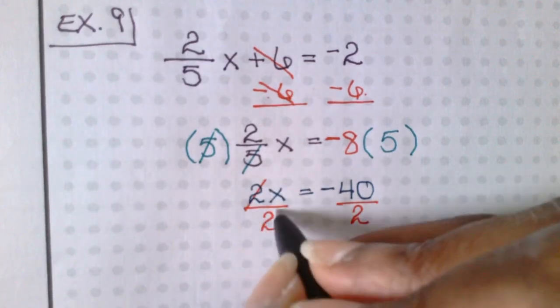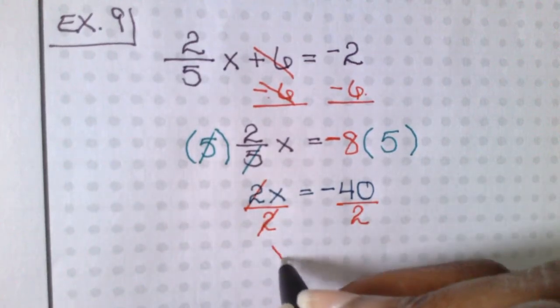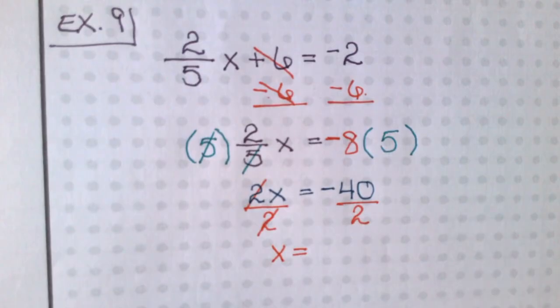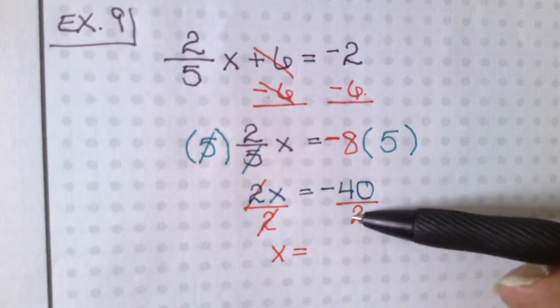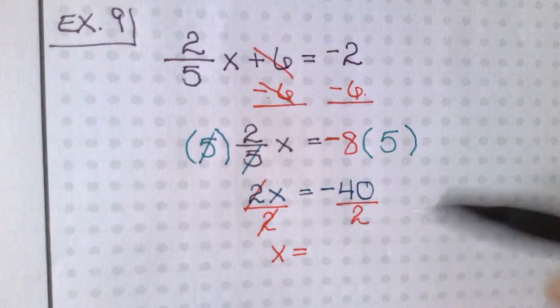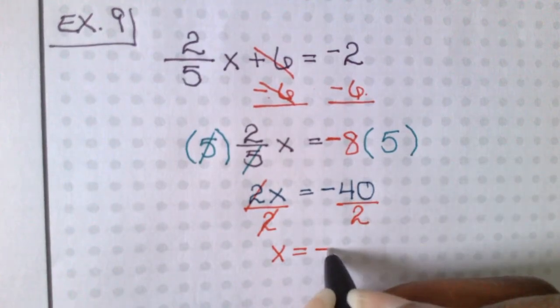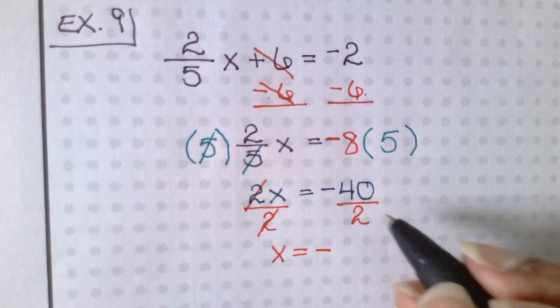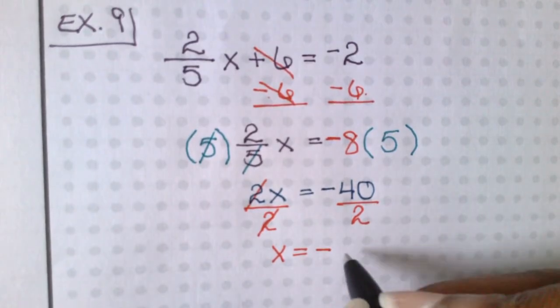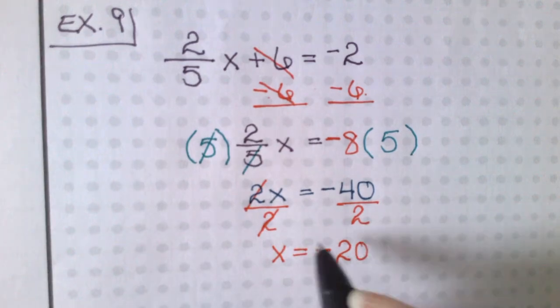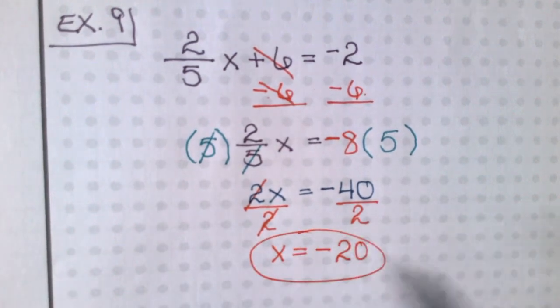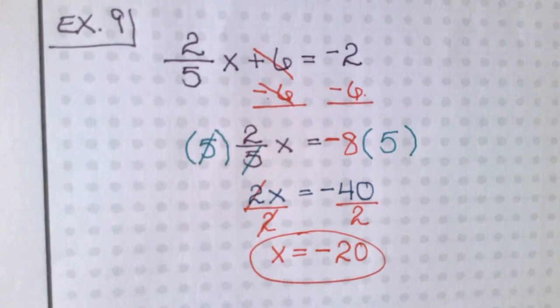So 2 divided by 2, that gives me 1x, or just x. And a negative divided by a positive, when the signs are opposite with multiplication or division, your answer is always going to be negative. And then 40 divided by 2, half of 40 is 20. So your x is equal to negative 20.